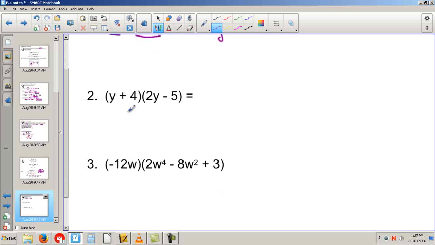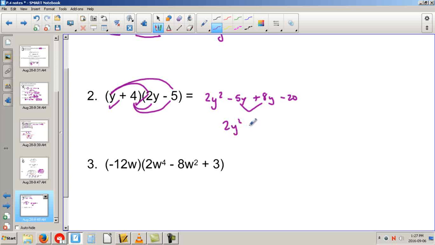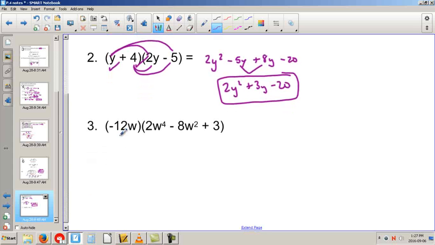Down here when we do the FOIL, y times 2y is 2y squared. Y times negative 5 is negative 5y. Now I've used this y both times, so it's done. 4 times 2y is a positive 8y, and 4 times negative 5 is a negative 20. I've used the 4 both times. Now I do want to combine the like terms, so I get 2y squared plus 3y minus 20. And we're done.